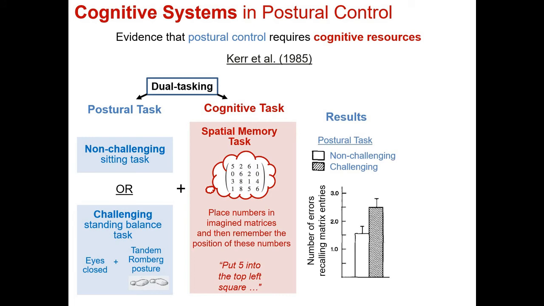When we look at participants' ability to accurately perform the matrix memorization task, we see that the number of errors depends upon the balance task that's being performed while they're attempting to perform the cognitive task. When participants perform the challenging balance task, the number of errors in the memory for the matrix increase substantially. The implication here is that postural control uses up cognitive resources. The more challenging balance task requires more attention, and this draws attention away from the spatial memory task.